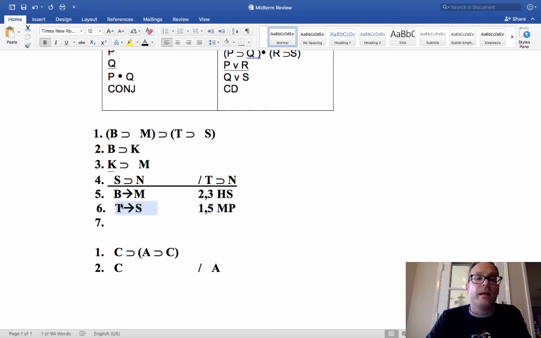Maybe you can't, but you should stop and ask yourself, if you don't see it right now, is there something I could do with line 6 that I couldn't do before? And there is. When I look at line 4, I see S implies N. Well, remember, we did hypothetical syllogism. The solution to this proof will come from another application of it. T implies S, S implies N, so T implies N. So that's going to be 4-6 hypothetical syllogism, right? And that's your solution right there. So this was a nice, short, clean proof that exercised your understanding of both hypothetical syllogism and modus ponens.